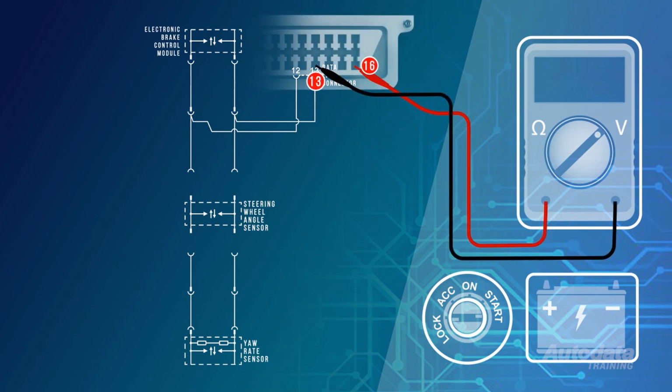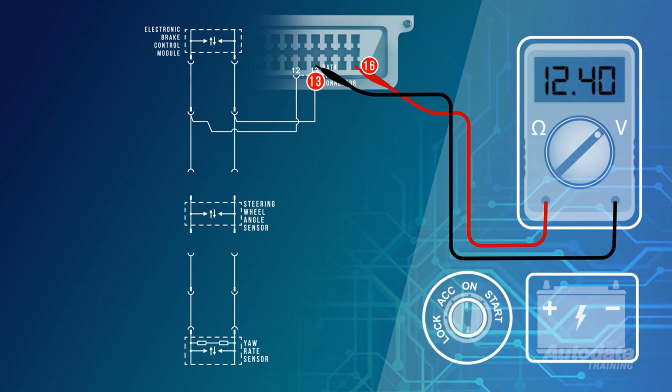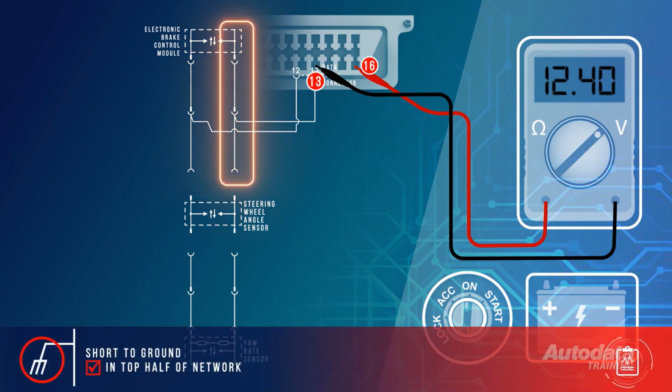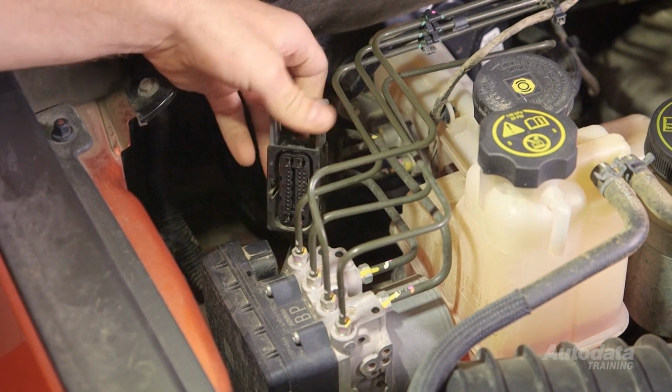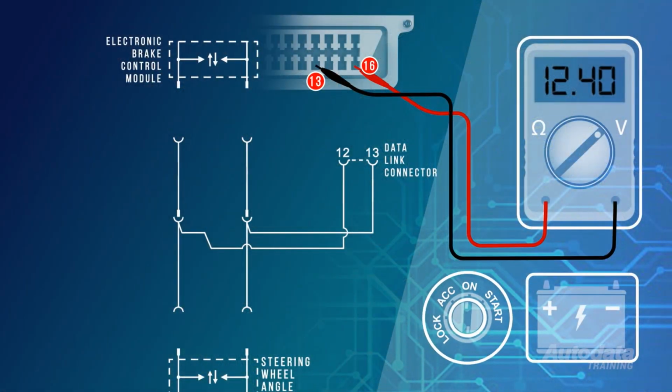With the test lead still connected to the DLC, turn the ignition back on while watching the meter. If battery voltage is seen, this confirms a short to ground to be within this half of the bus network. Turn the ignition off and disconnect the end node. In this case, it's the ABS module. Turn the ignition back on while watching the meter.